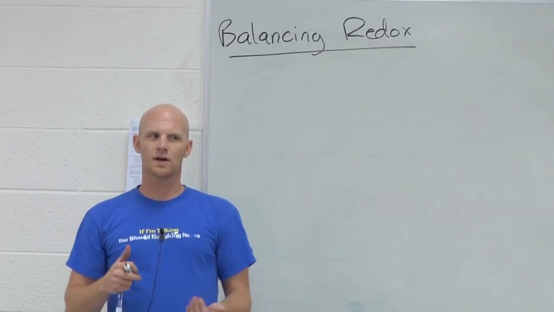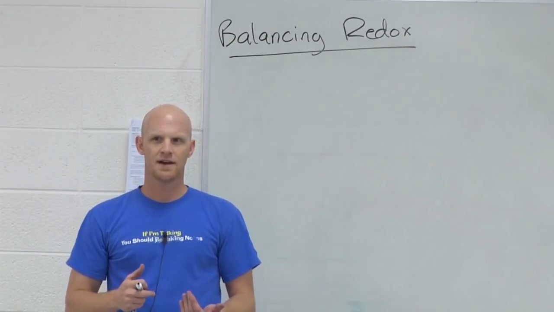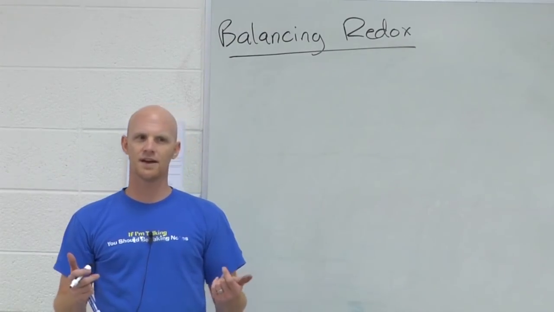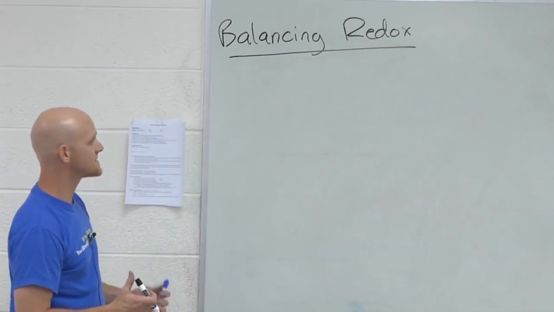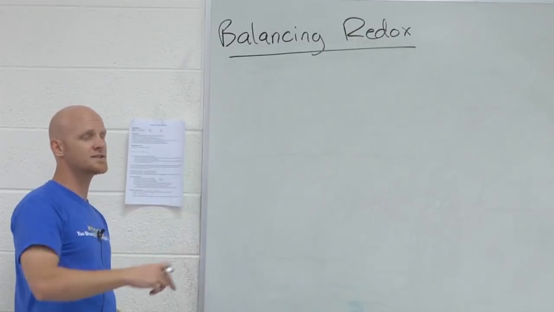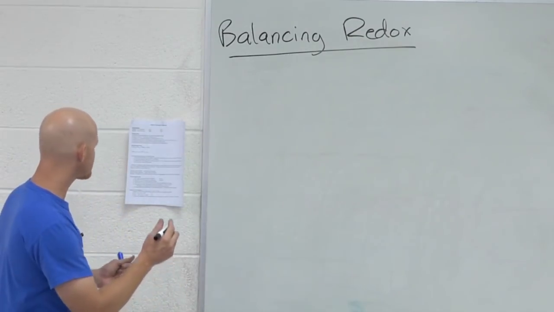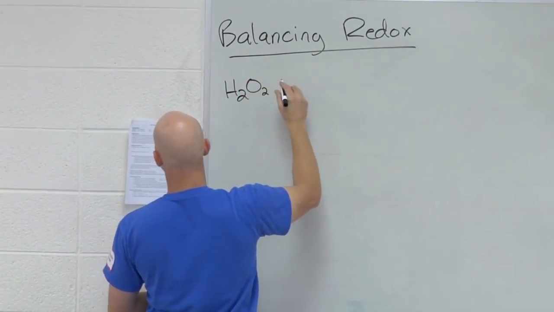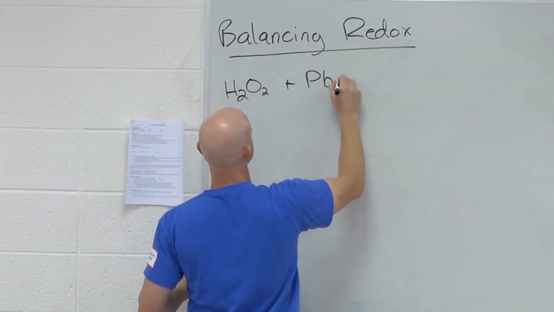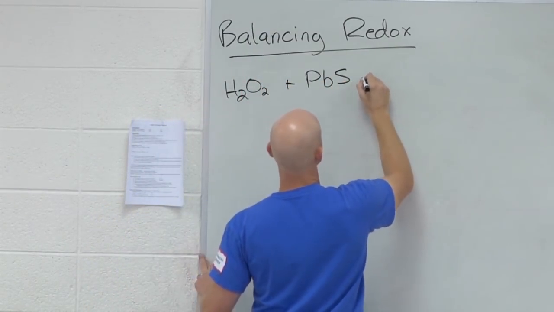The electrons that are lost by the species that gets oxidized have to be the same number of electrons that are gained by the reducing species, because that's where they come from. So in this case, again, the species that's oxidized, transferring electrons to the species that's getting reduced. So if we look at some examples here, H2O2 plus PbS.